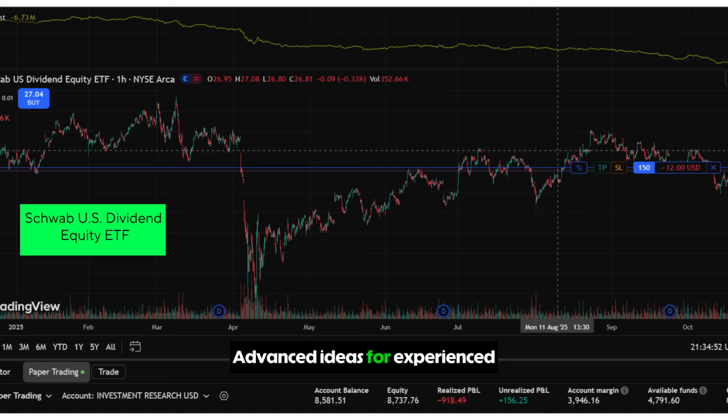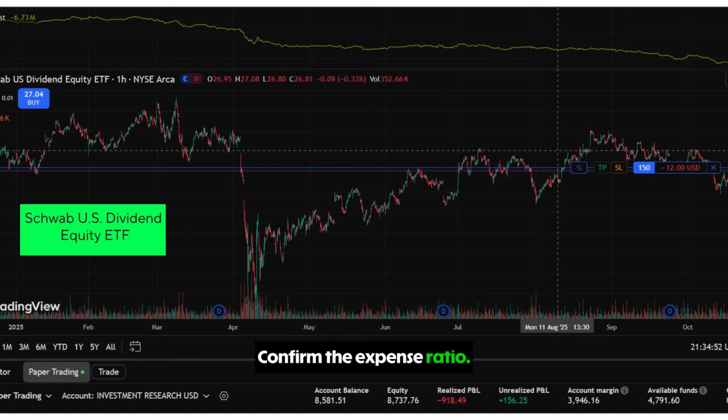Advanced ideas for experienced investors. Combine SCHD with a covered call overlay to generate extra income if you are comfortable selling calls against the ETF. That can boost income but caps upside and adds complexity. Use SCHD with a bond sleeve to smooth volatility, or pair SCHD with growth ETFs to balance income and capital appreciation. If you use margin or options, be careful because dividend strategies do not mix well with high leverage in volatile markets.